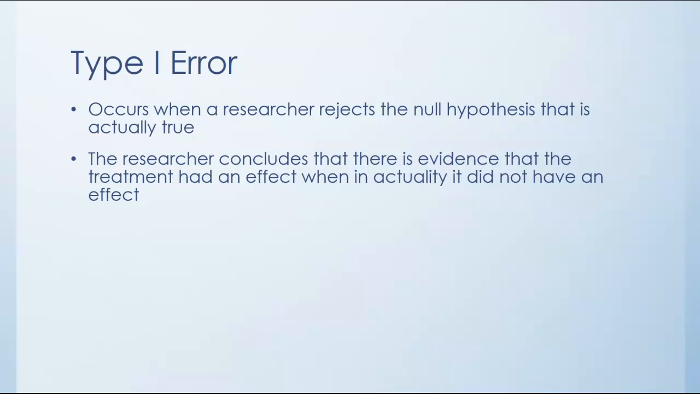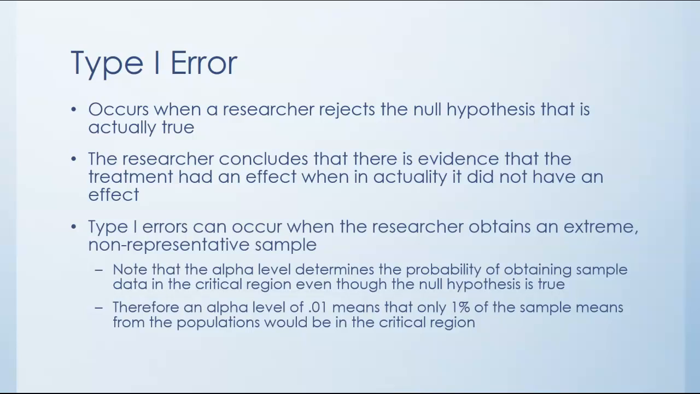The same thing could be true if you're talking about a psychological treatment. If I think that the psychological treatment worked, and I did this study, and I said, yes, it worked, and then I release it to the public, it's not actually effective. Sometimes that can be actually more harmful than it is good because they think it's working, when in all actuality, it's probably not. So type 1 occurs when a researcher obtains an extreme non-representative sample.